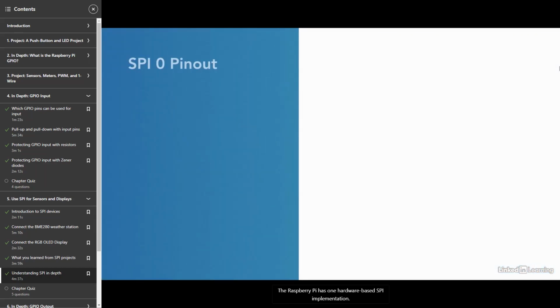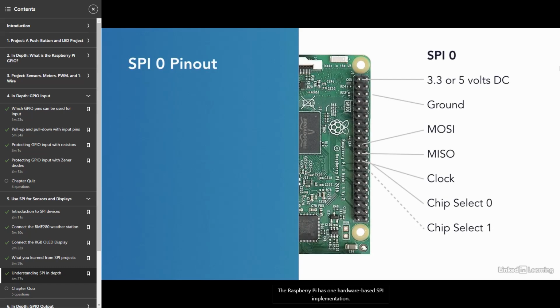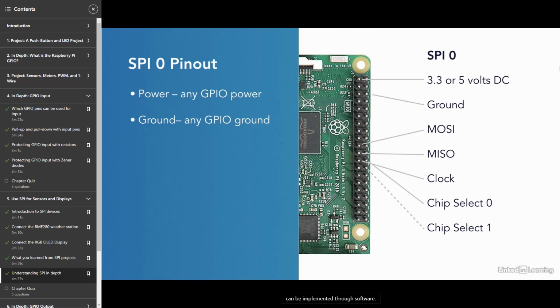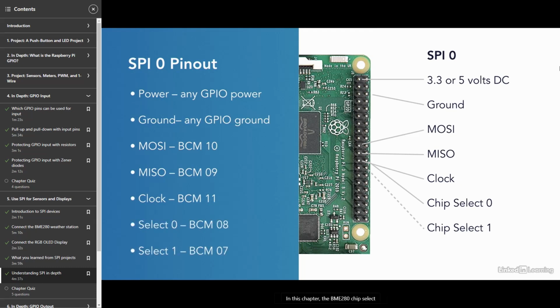The Raspberry Pi has one hardware-based SPI implementation, although additional SPI channels can be implemented through software. The hardware-based SPI implementation uses the pin assignments shown in this slide. In this chapter, the BME280 chip select was done through BCM16. In this graphic, you'll note that chip select is either BCM08 or BCM07, not BCM16. In spite of this, it worked, and demonstrates that chip select can be done with any Raspberry Pi GPIO pin.